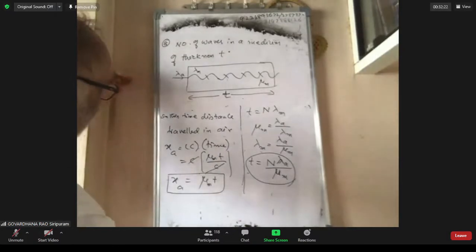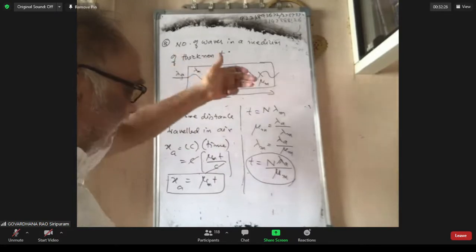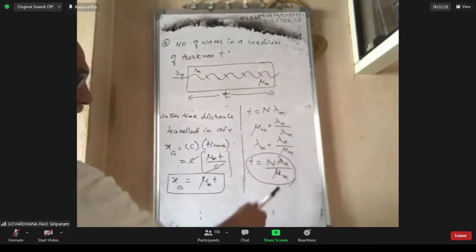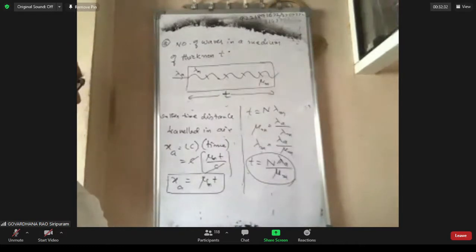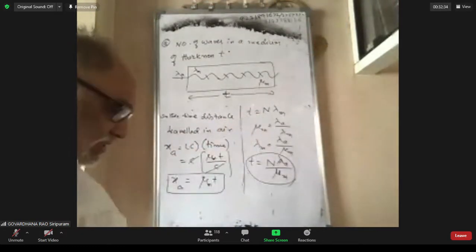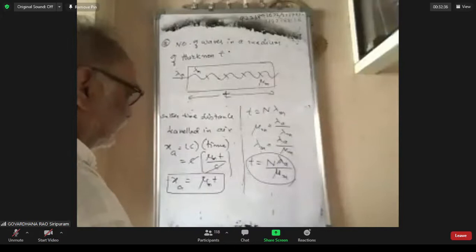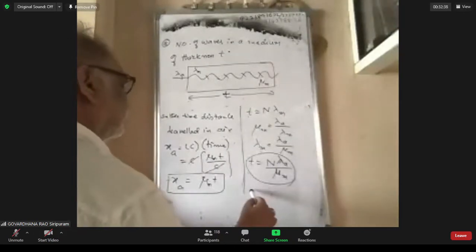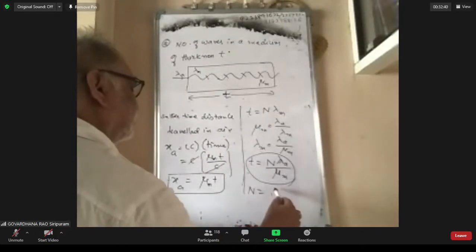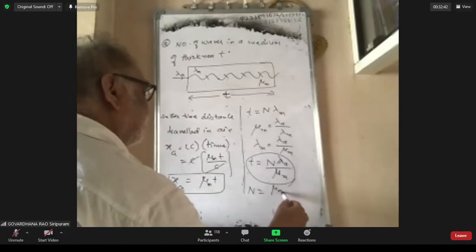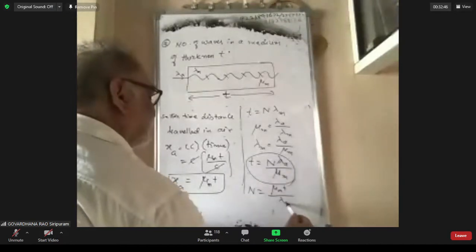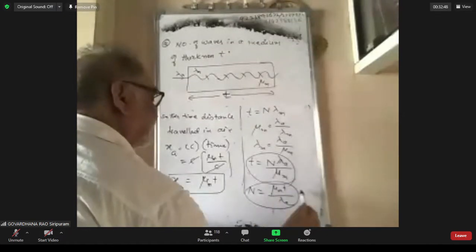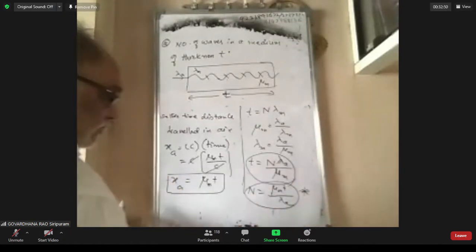Some wavelength of light in air enters into a glass of refractive index 3/2. The thickness of the glass is T. Number of waves are n. So the number of waves equals mu m into T by lambda a.